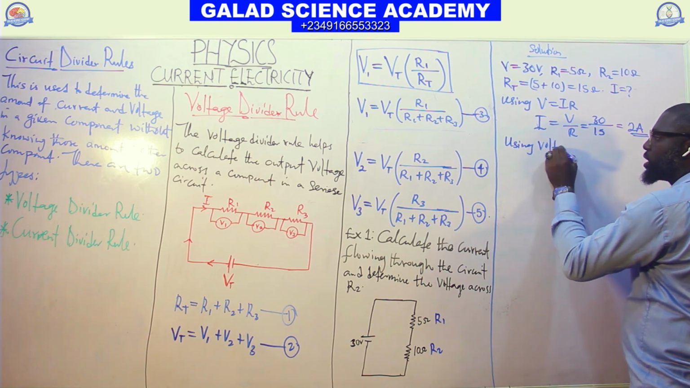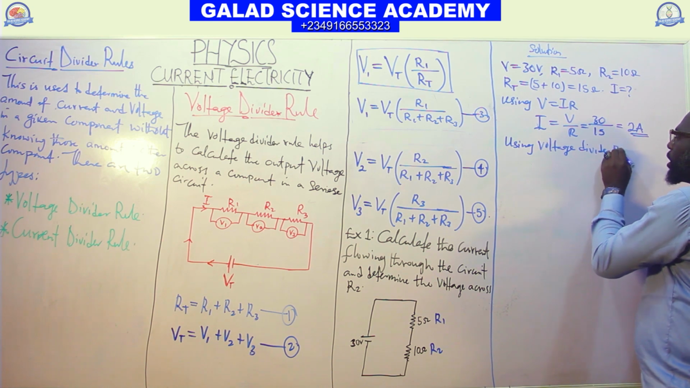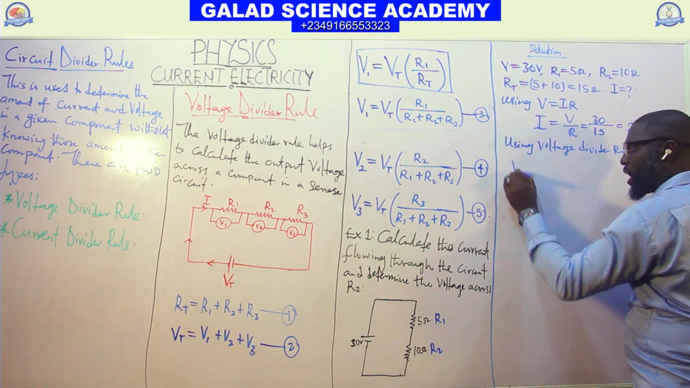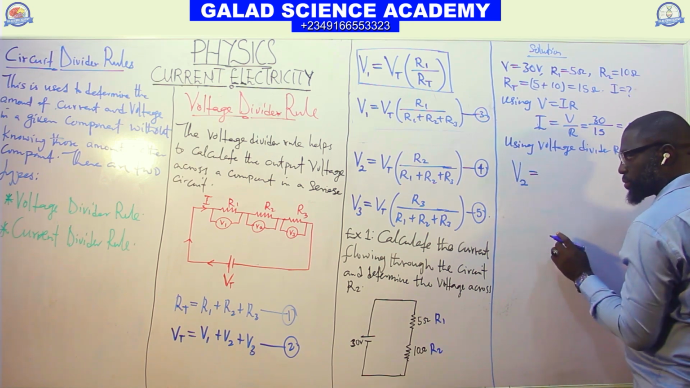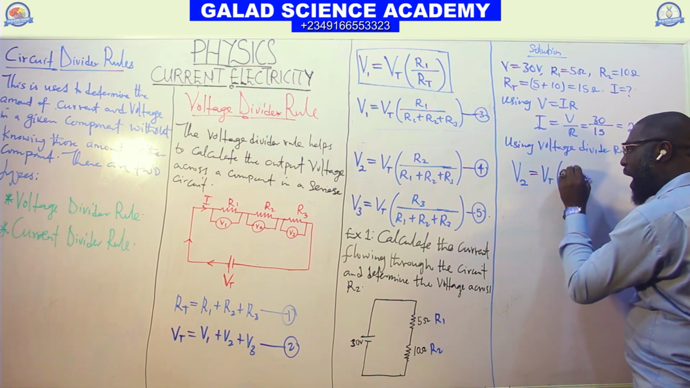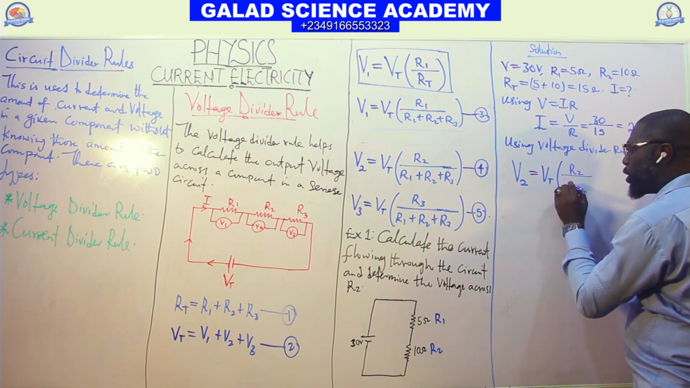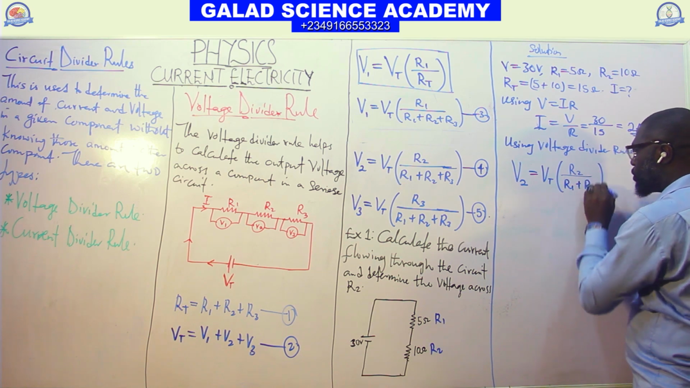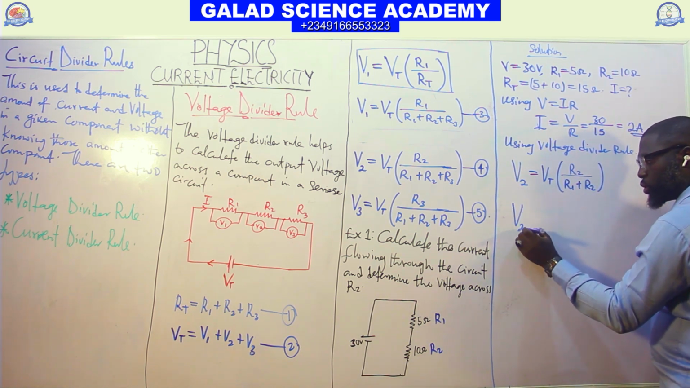voltage divider rule. Voltage across the R2 will be V2. V total will be the resistor of R2 over R1 plus R2. Good. So V2 will be this.